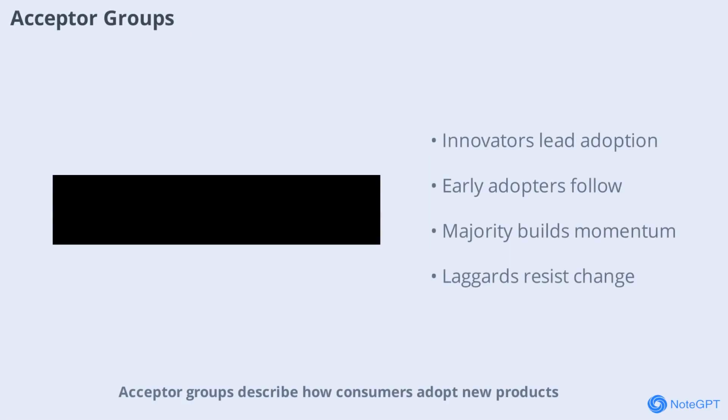Acceptor groups describe how consumers adopt new products. Innovators are the first to try, followed by early adopters, early majority, late majority, and laggards. Non-acceptors never adopt the product. Marketers target innovators and opinion leaders first to build momentum. Understanding these groups helps businesses plan product launches and manage adoption rates.